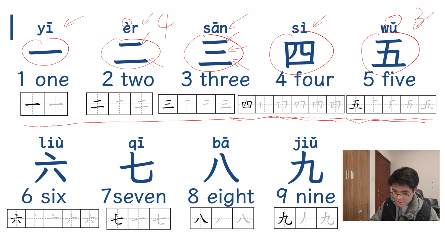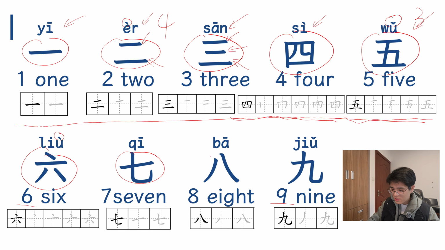And the next four characters are the number 6 to the number 9. This word is 六. It's a falling tone. And the next one is 七. It's a flat tone.